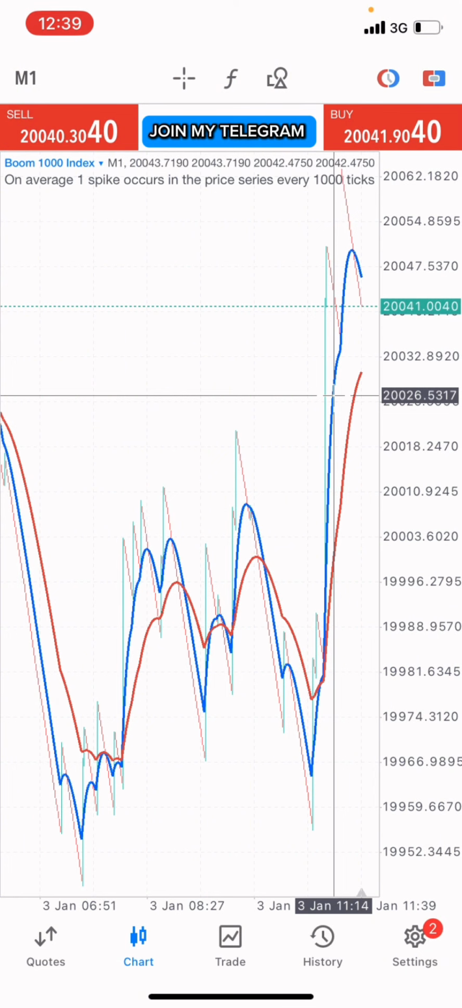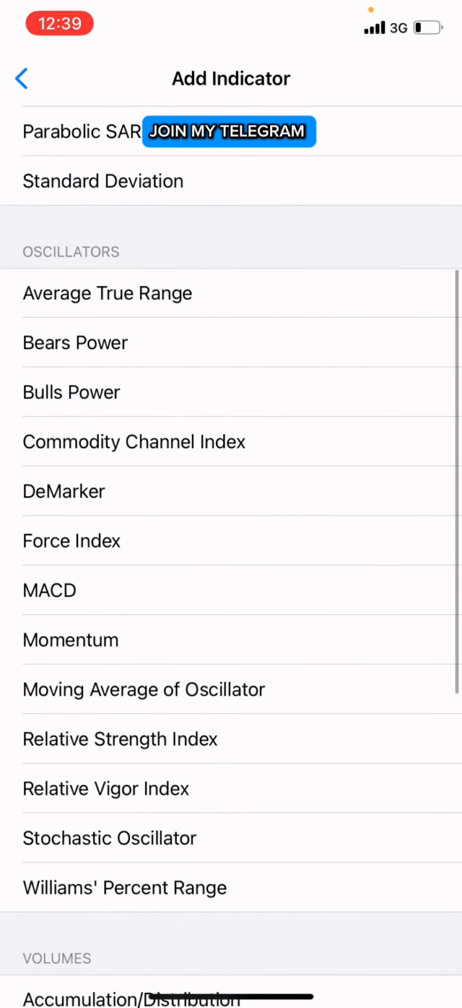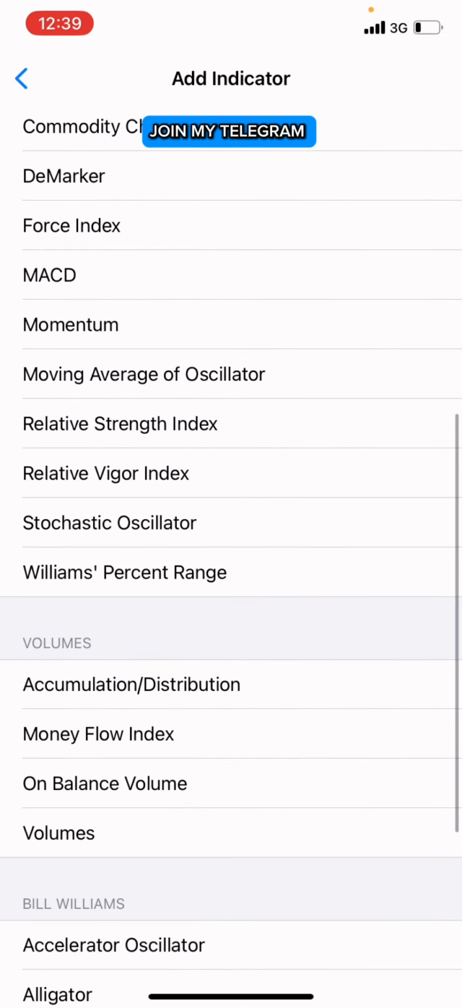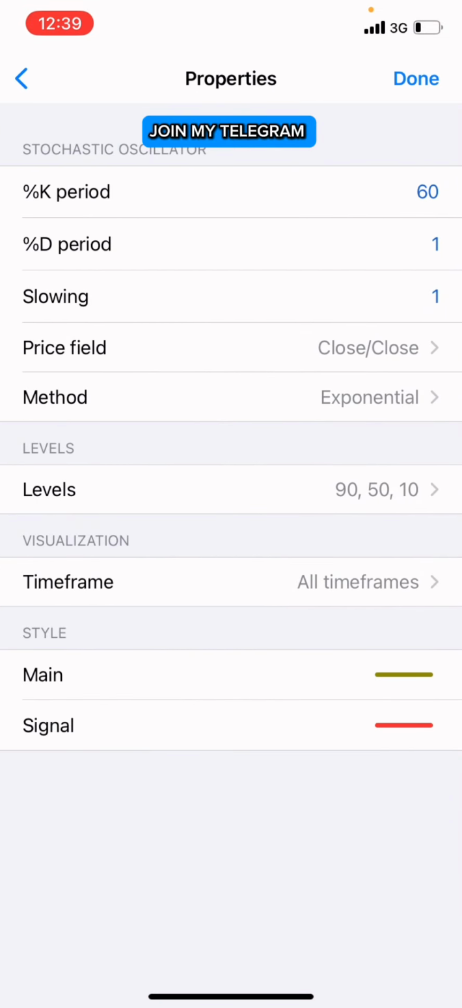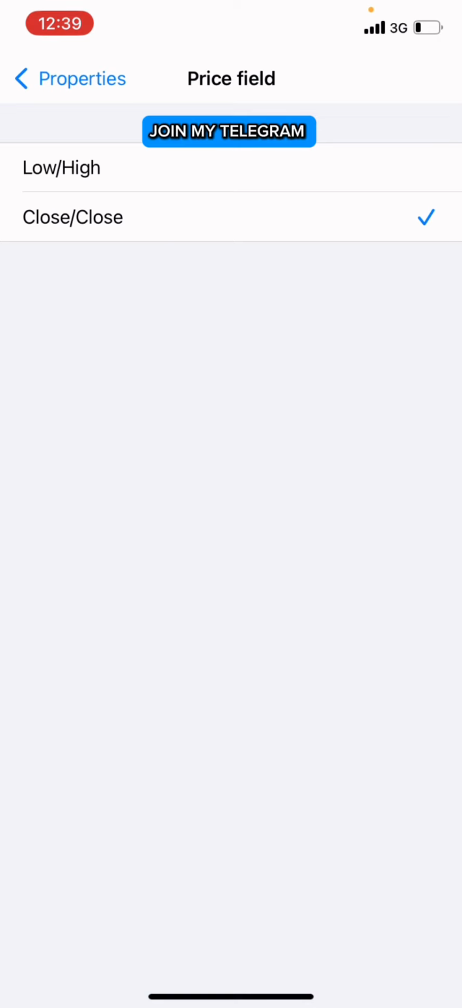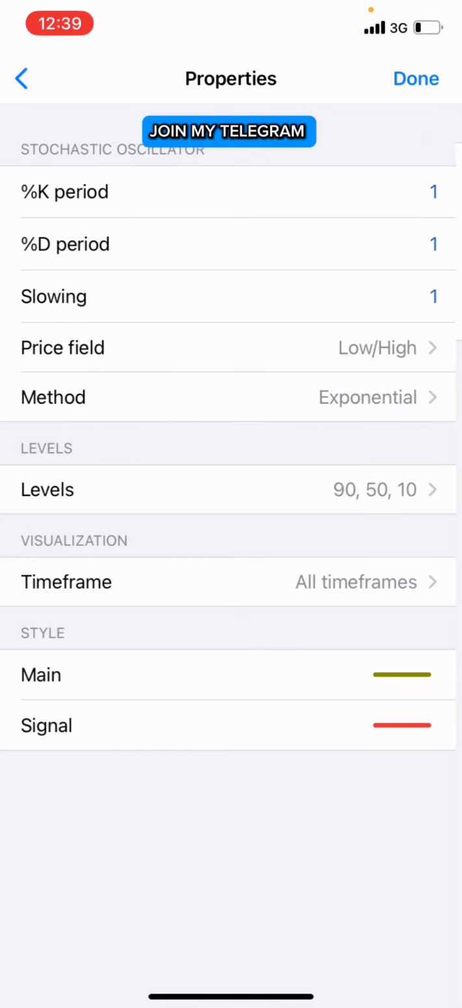Then the next indicator is going to be the stochastic oscillator. It's going to be on indicator window 1. So put on the stochastic oscillator on indicator window 1. You put the K period on 1. The D period is going to be 1 as well. The slowing is going to be 1. Then the price field is going to be low and high. Method at that point is going to be simple.